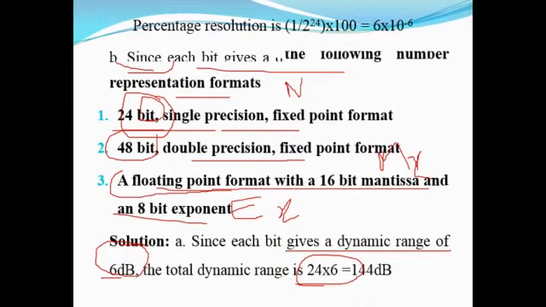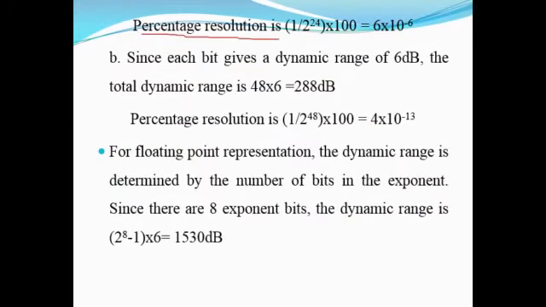Then coming to the second part, percentage resolution is 1 by 2 power n. So n takes a value which is 24. We have seen that percentage resolution gives us the minimum value which is used for representing a sample in a signal. So 1 by 2 power 24 into 100 is 6 into 10 power minus 6.